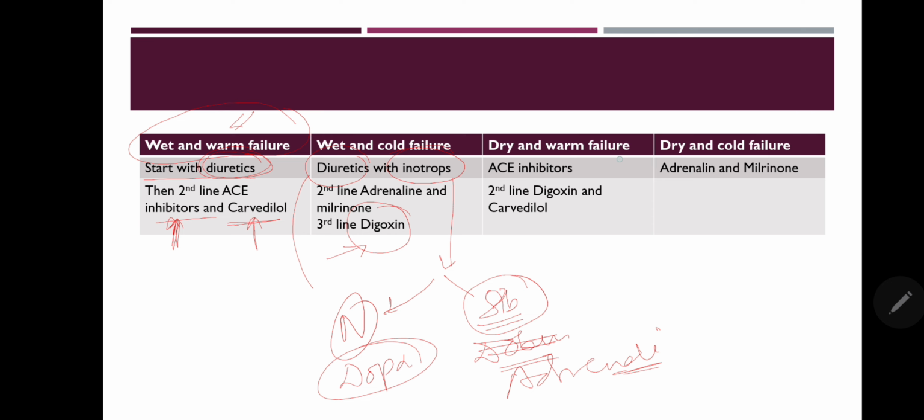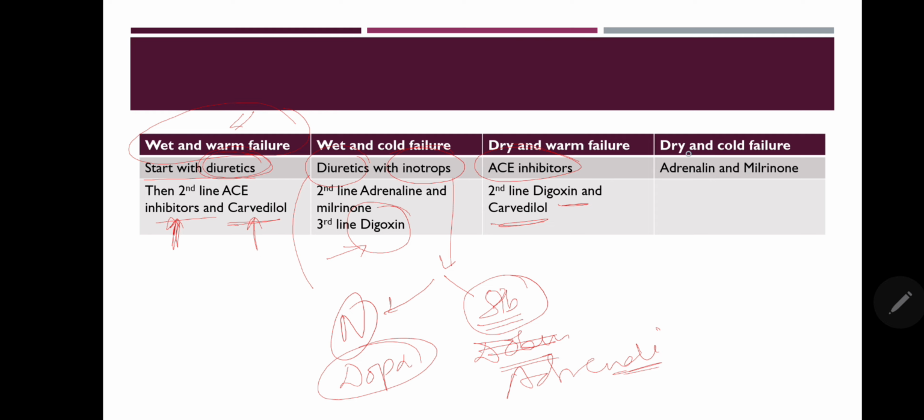And dry and warm failure. Dry and warm failure means there is a failure in the left heart afterload. So we decrease the afterload by giving the ACE inhibitor, which is an arteriolar dilator. And second line, if the symptoms are not improving, then we can give digoxin and carvedilol to decrease the afterload also, and also decrease the heart rate of the patient.